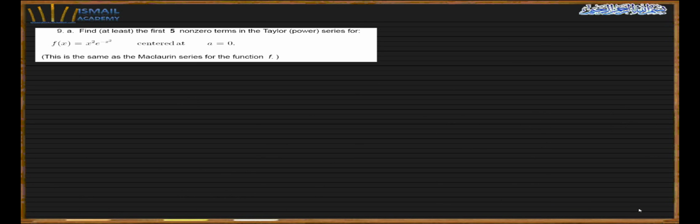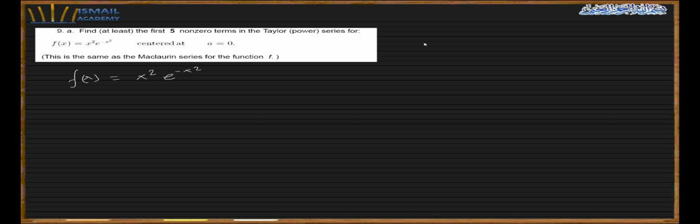This question here, they ask me to find at least the first 5 non-zero terms of this function f of x equal x squared e to the minus x squared centered at a equals 0. In fact, it's like they asked me to find the Maclaurin series of this function. So in that case, how can I find the Maclaurin series of this function? I just need to find out the Maclaurin series of e to the x squared.